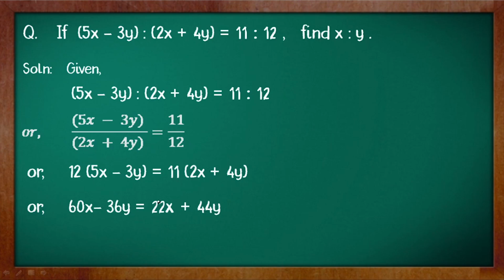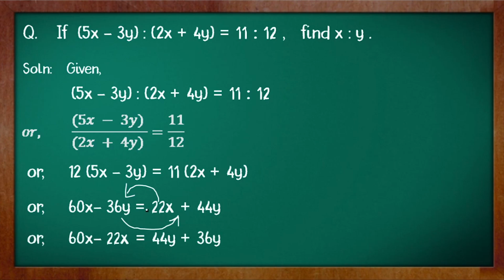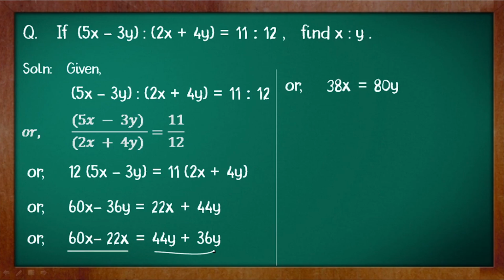So now we'll take x onto one side and y onto one side. All the terms containing x on the left hand side and all the terms containing y on the right hand side. After taking it, because 22 is plus here, taking it onto the left hand side we have minus 22x, 36 is minus, and taking it onto the right hand side we have plus 36y. So now after subtracting 60 minus 22 and adding 44 plus 36, what we'll get is 38x equals 80y.